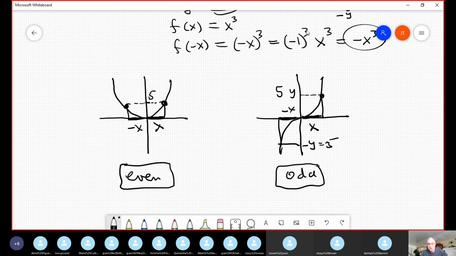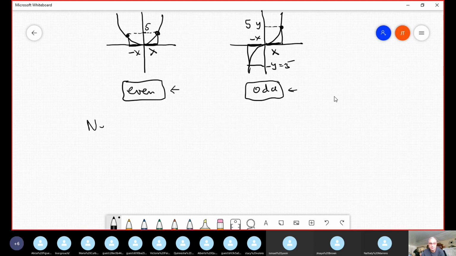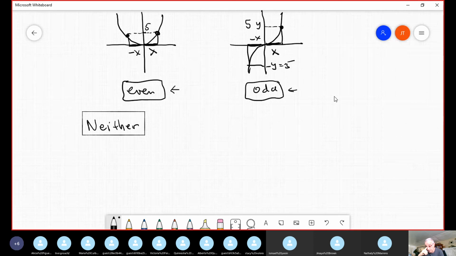Even and odd functions are special, super sophisticated functions. Otherwise, the other functions that do not satisfy this condition are called neither. Neither is ordinary. It's not special. In the review package I brought several functions. Prove algebraically if it is odd, even, or neither.